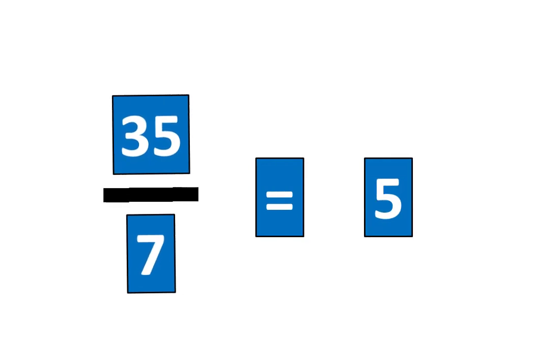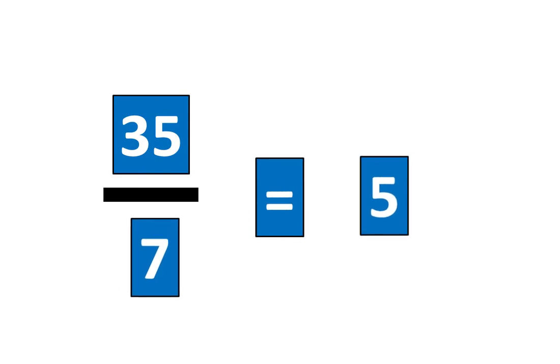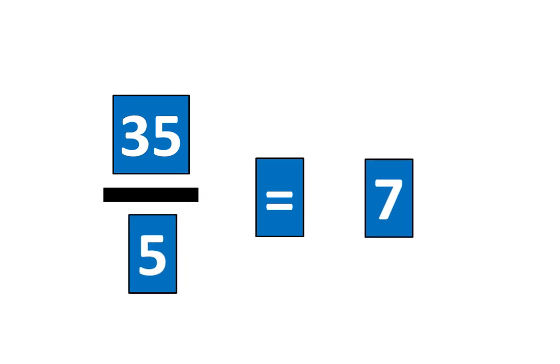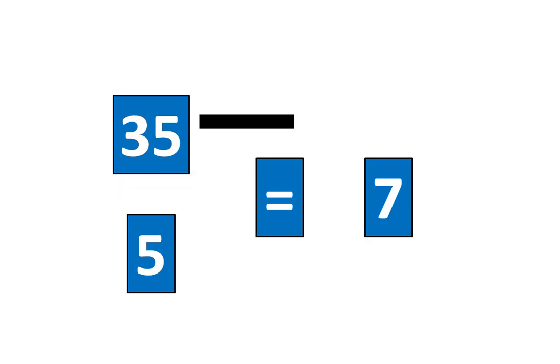So the fraction 35 sevenths is equal to 5. And we also know that 35 divided by 5 is equal to 7. Let's tap the pieces to show that. 35 divided by 5 is equal to 7. So the fraction 35 fifths is equal to 7. Now let's slide this piece out of the way.